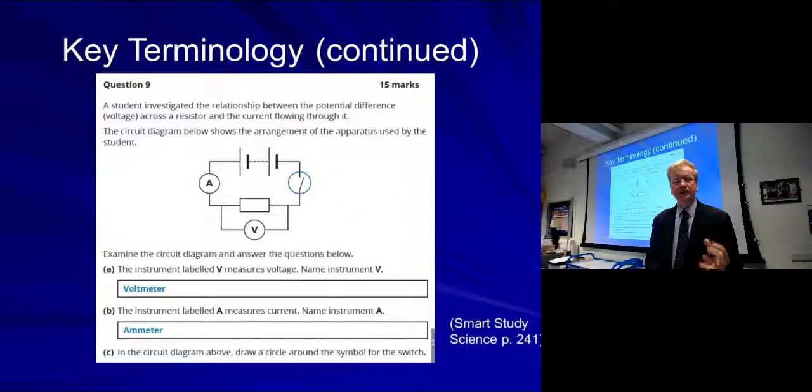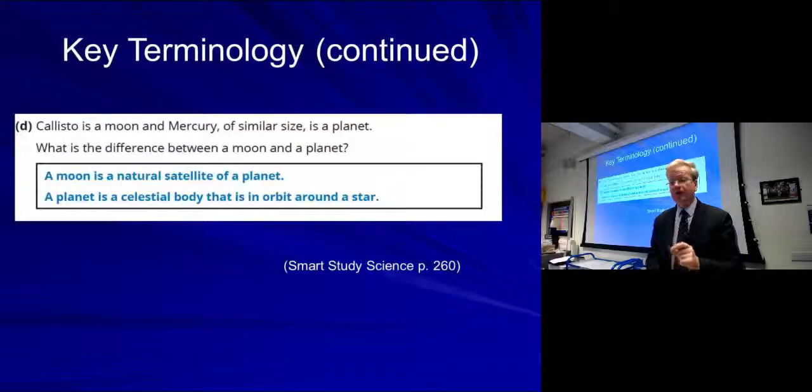Similarly, identifying parts of a circuit diagram like voltmeter and ammeter as shown on the screen. And similarly, make sure you know your definitions. That was an interesting question. What's the difference between a moon and a planet? So give the definition of a moon, give the definition of a planet, and carry on to the next question.